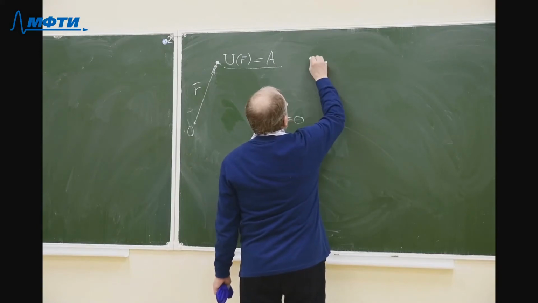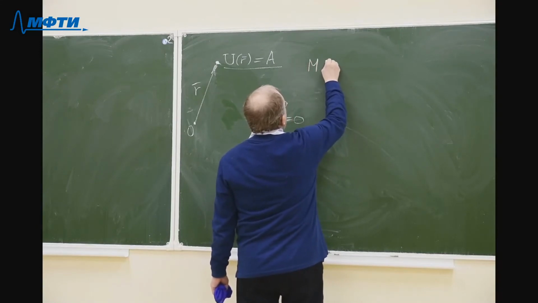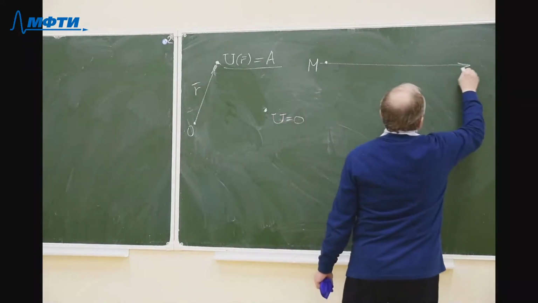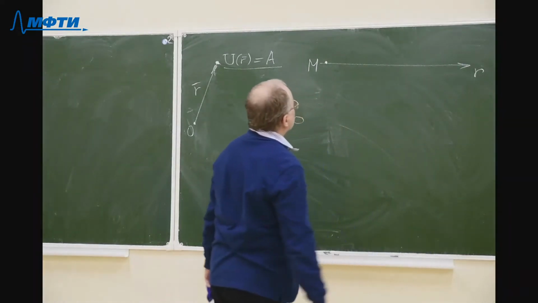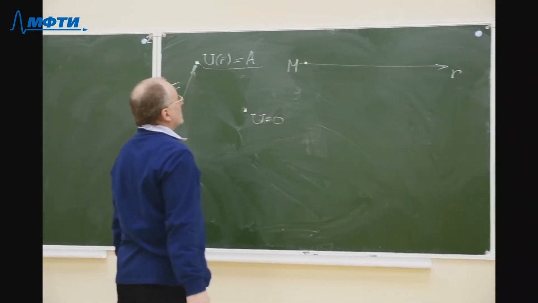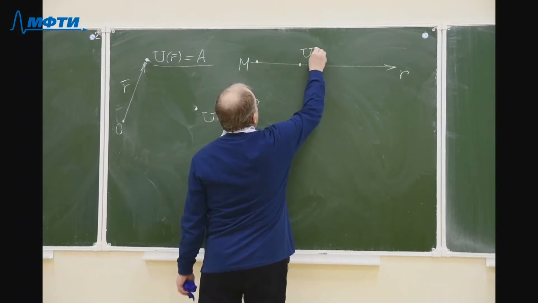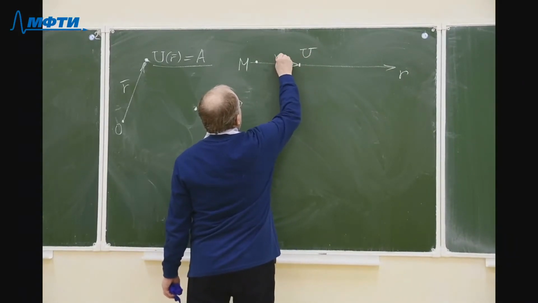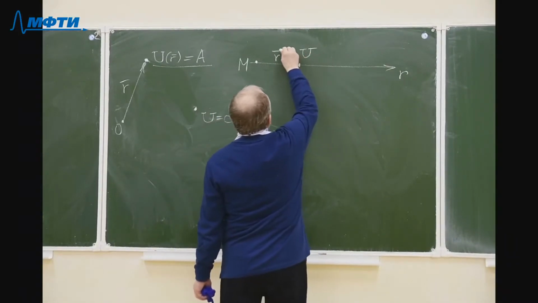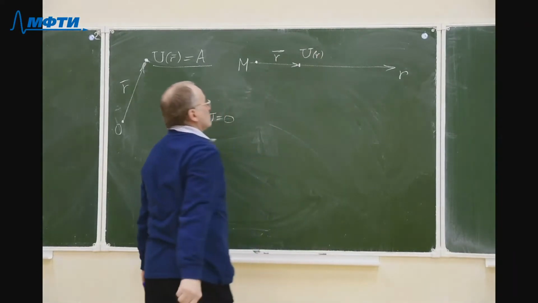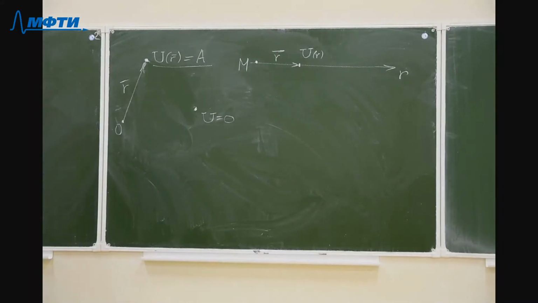An example will be the gravitational field. Suppose here is some gravitational mass, and I will choose an axis to measure the distance from this mass, and I want to calculate the potential energy at some distance r from this mass, as a function of distance.